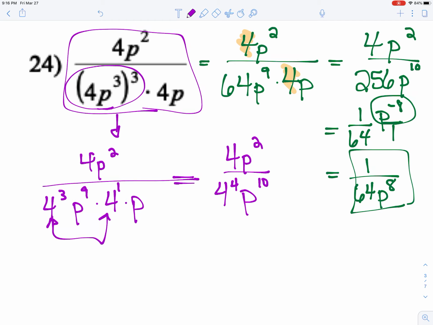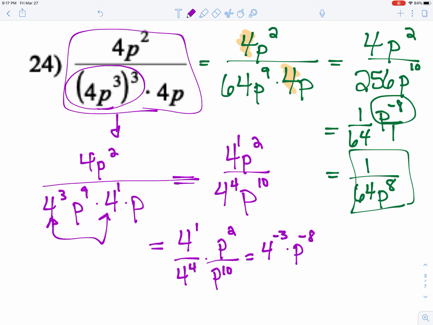Now, look what I've got. I've got 4s and I've got p's. I'm just going to split them up. That's 4 to the 1st over 4 to the 4th times p squared over p to the 10th. I use my quotient rule, and I know that the base stays and the exponents are subtracted, so that would be 4 to the 1 minus 4, or negative 3, and p to the 2 minus 10, or negative 8. 4 to the negative 3, p to the negative 8.